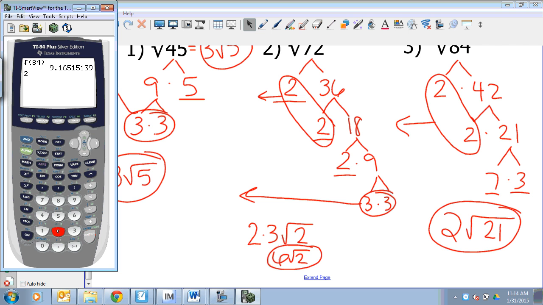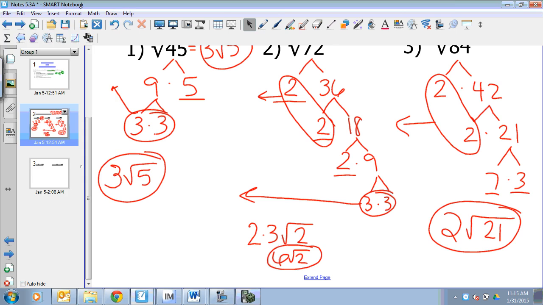And then we had 2 square root of 21 as our answer. And we get the same decimal equivalent. So at any point, if you're not sure, well, is this what's coming out? Is this what's staying under? Try it both ways and see which one gives you the decimal equivalent.